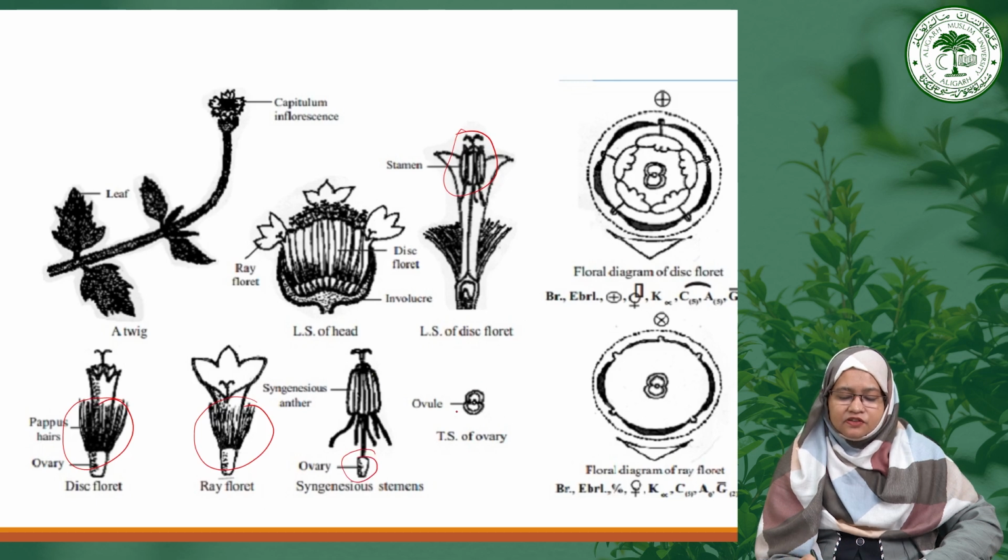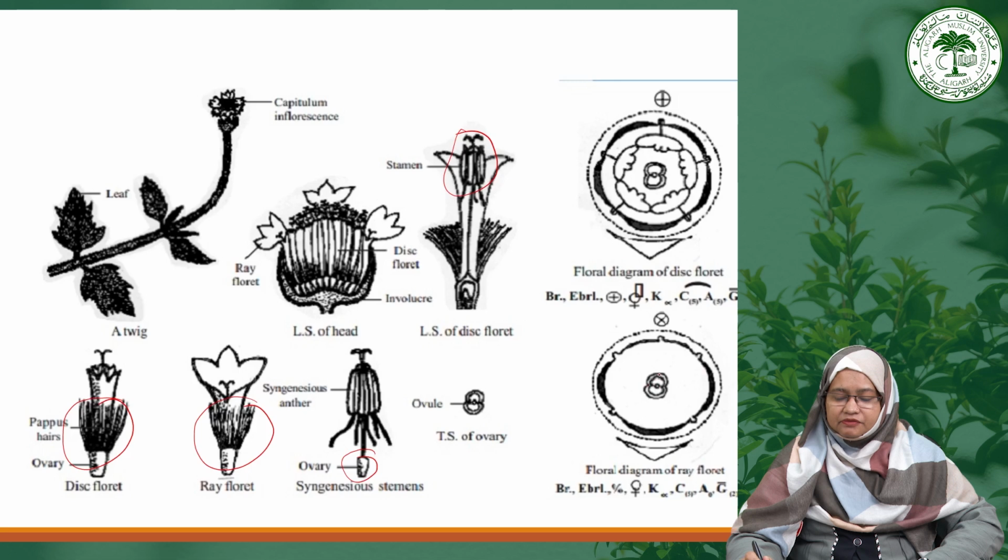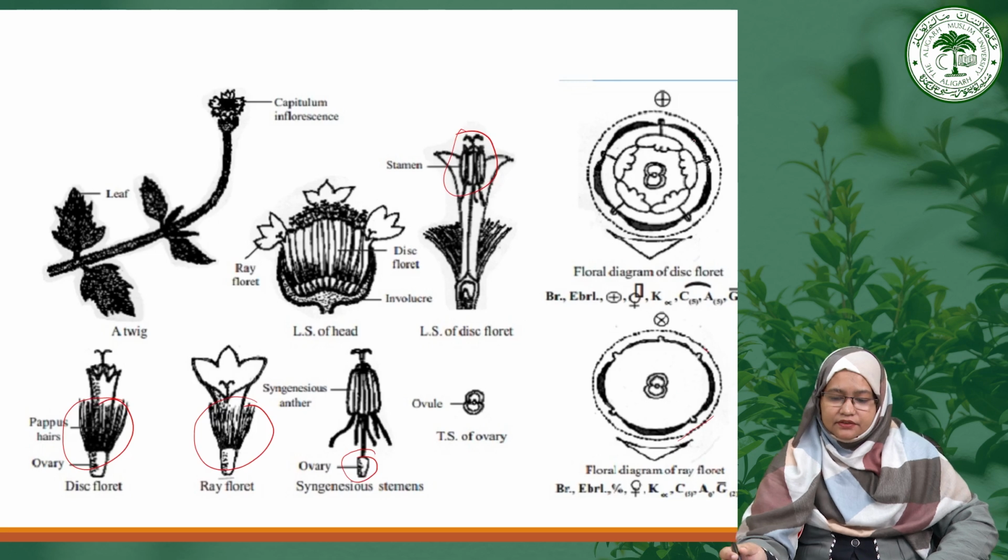And if you see the T.S. of this ovary, it shows basal placentation, and this is made up of a bicarpellary syncarpous pistil with inferior ovary. So you can see here the calyx which is modified into hair, that is pappus, and here you can see the ligulate flower which is made up of either 3 to 5 corolla lobes which have an unequal shape.